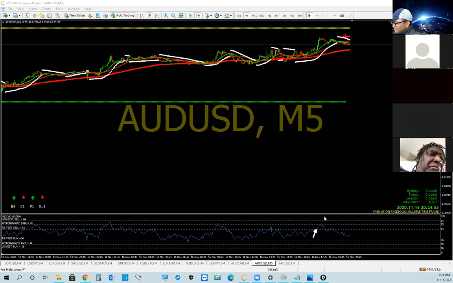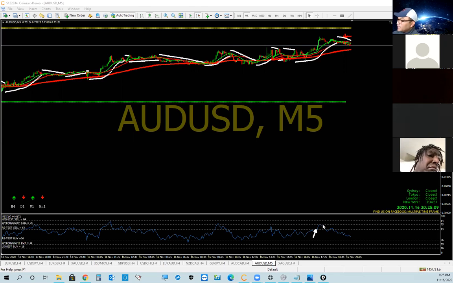So the patience is to wait for the first dot of the parabolic to show on the 4 hours. That's the patience that you have to have. If you see it on the 5 minute or any lower time frame than that, still have the patience to wait to see it on the 4 hours. That's it. That's the rule. Okay, I got you.